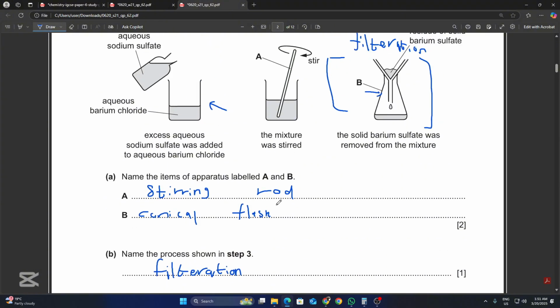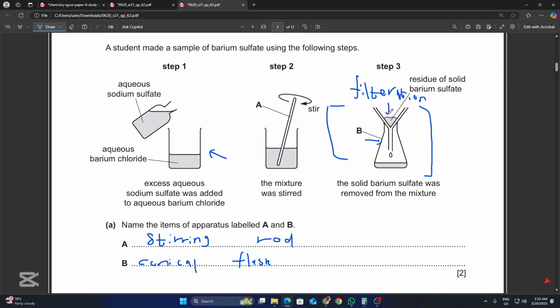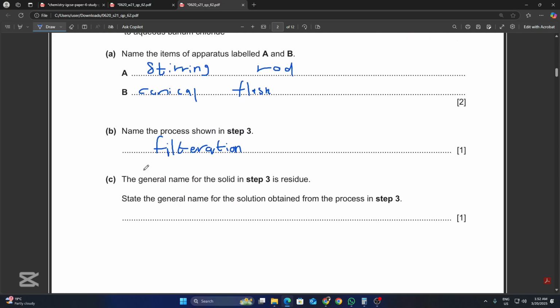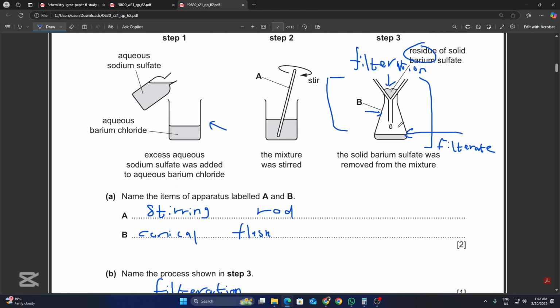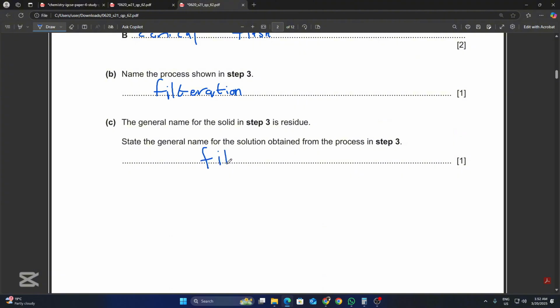And by the way, the name of the solid that remains here, we call this a residue. The name of the solution that remains down, we call it filtrate. This is a must know. Now, the general name for the solid in step 3 is residue. State the general name for the solution obtained from the process in step 3. We said the solution we get from filtration, we call it filtrate.